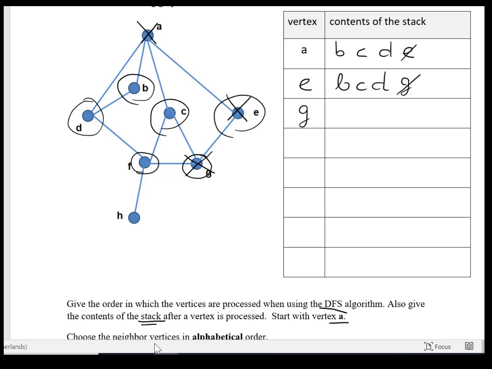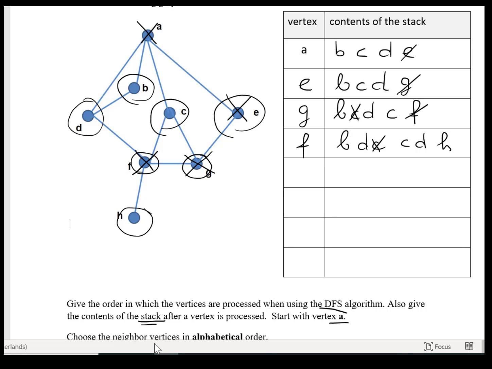So F and C. So we add F and C in alphabetical order. So here's first C, then F. And remember, we already had circled C. That means the old one on the stack goes out of the stack. Okay, we process F. That's this one. And we add the non-processed neighbors. That would be H, C, and D. So that would be in the order C, D, H.